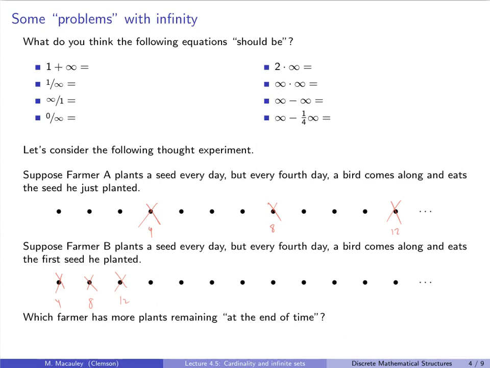So in this case, infinity minus 1/4 infinity equals 0. That's what I asked you up here. However, for farmer A, there are infinitely many seeds that remain. Or I should say now there are probably plants. So infinity minus 1/4 infinity in this case is going to be equal to infinity. So that's why, or rather this is one of many reasons why, you can't treat infinity like regular numbers. It's not just what you're subtracting, but it's how you're subtracting these things.